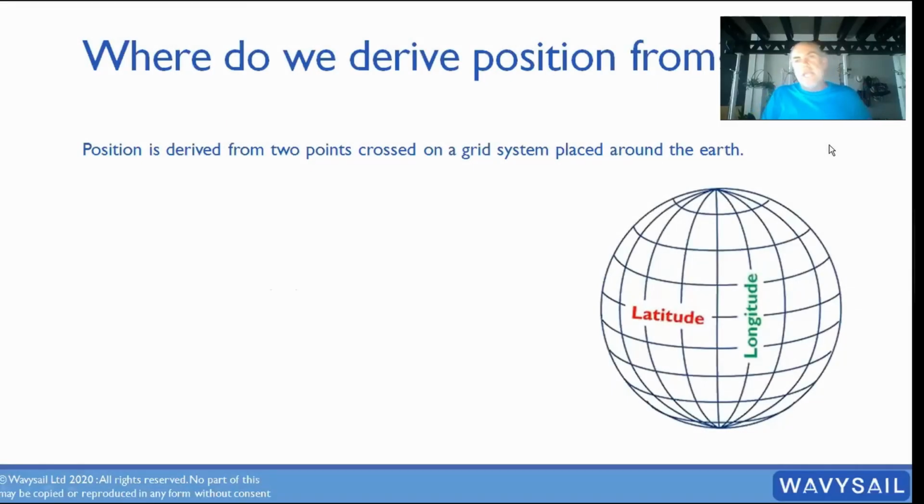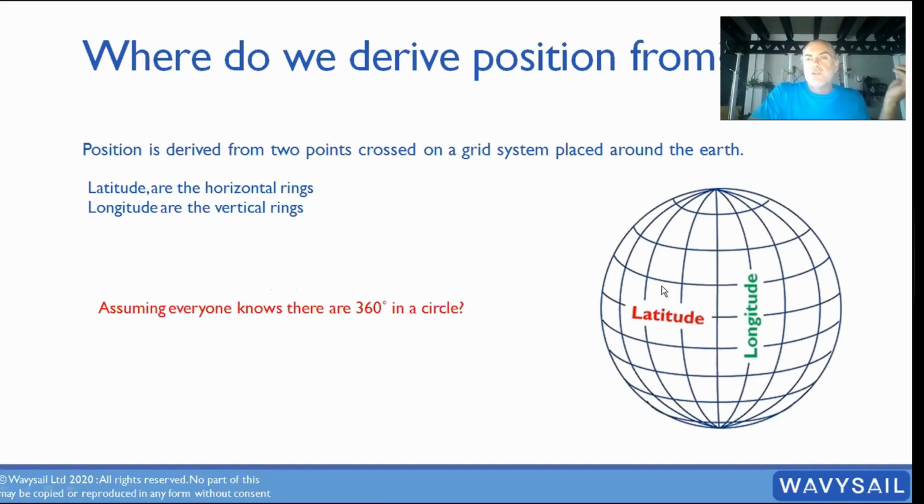Okay, so where do we derive our position from? Our position is derived from 2 points crossed on a grid system placed around the Earth. So our grids is latitude and longitude. Latitude are the horizontal lines, longitude are the vertical lines. When we refer to latitude and longitude, we always refer to latitude first, then longitude. Don't know why, it's just always been done that way. I'm going to make an assumption here that everybody knows there's 360 degrees in a circle.